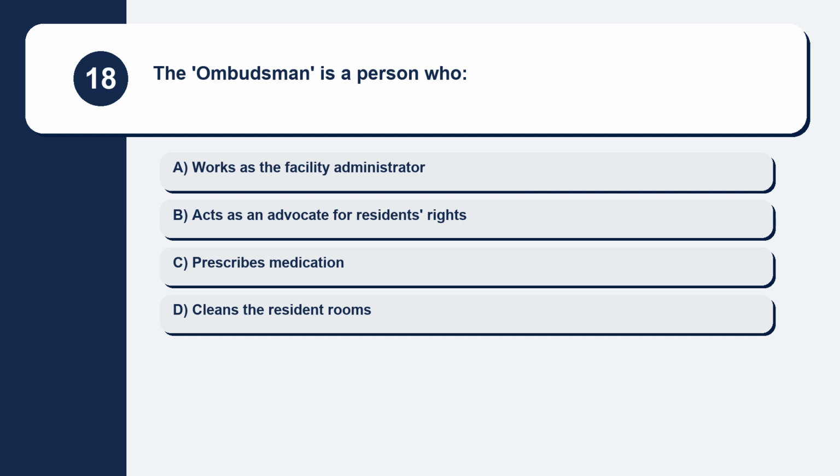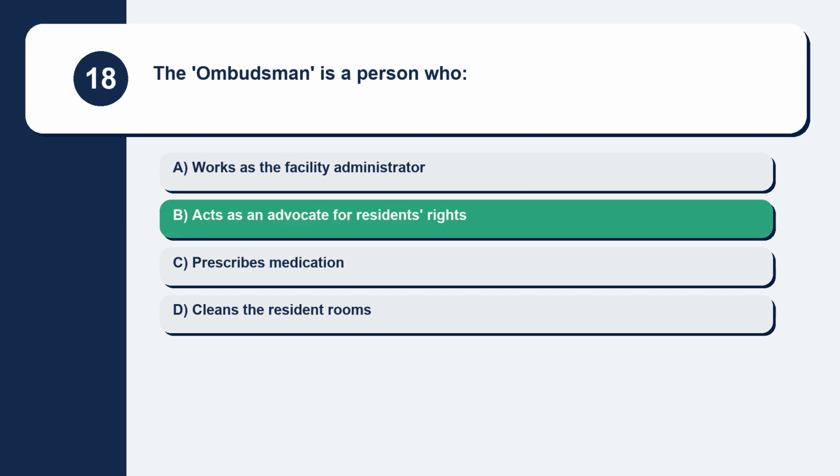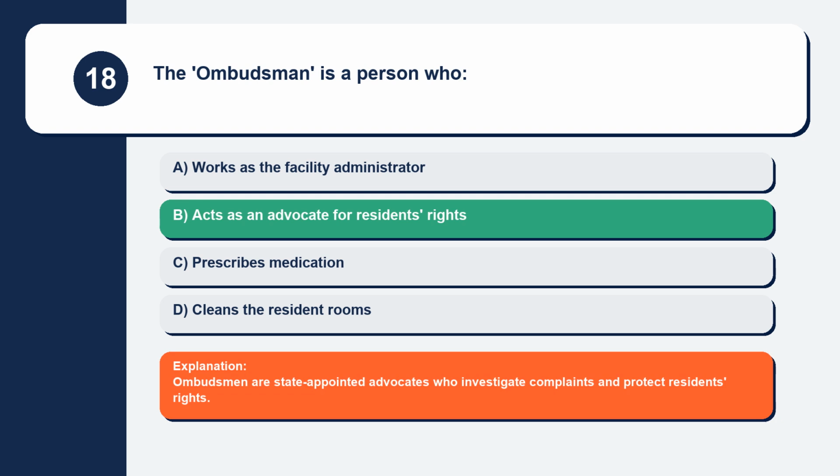Question 18. The ombudsman is a person who works as the facility administrator, acts as an advocate for residents' rights, prescribes medication, cleans the resident rooms. Ombudsmen are state-appointed advocates who investigate complaints and protect residents' rights.